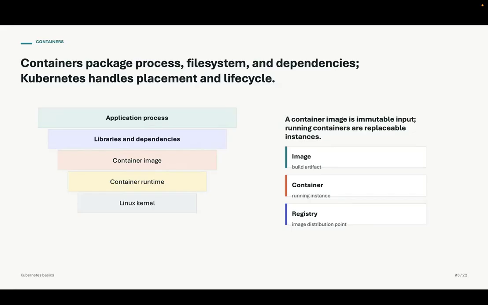Kubernetes schedules and manages the running instances of that image. When something fails, Kubernetes replaces the running instance. It doesn't edit the image itself. So the container image is the input, and Kubernetes provides the operating layer around it: the placement, the life cycle, the networking, scaling, health checks, configuration, and recovery, etc.